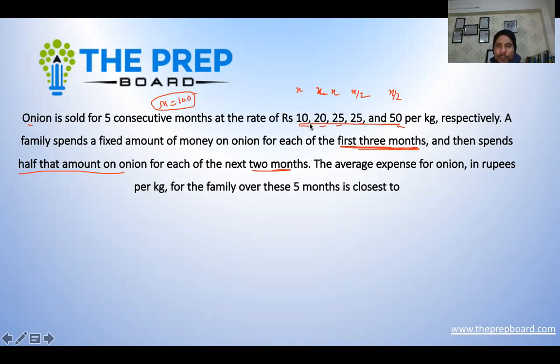Like 10 rupees per kg, 100 rupees. So in the first month, the consumer will buy 10 kg of onion. In the second month, it will be 5 kg at the price of 20 rupees per kg. In the third month, it will be 4 kg only. In the fourth month, now you can see the amount is X upon 2, meaning 50 rupees, and the price is 25 per kg. So the total quantity will be 2 kg. And for the fifth month, the quantity will be 1 kg.